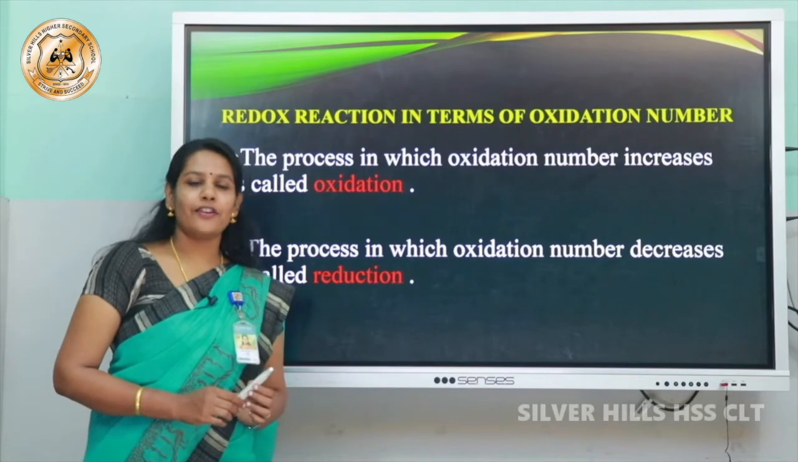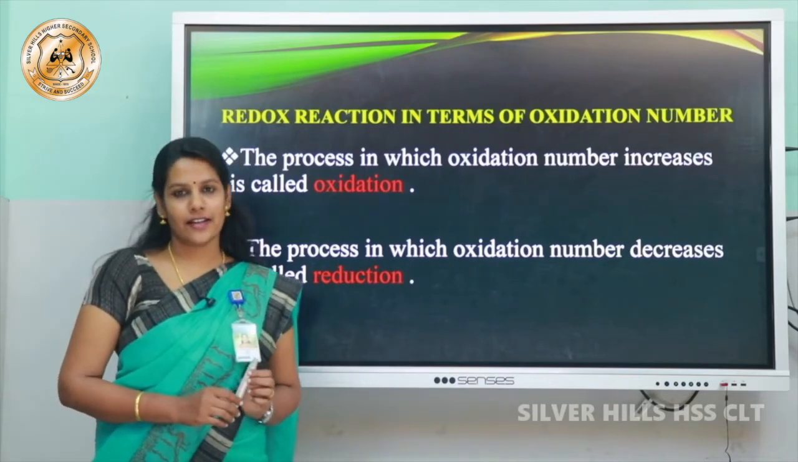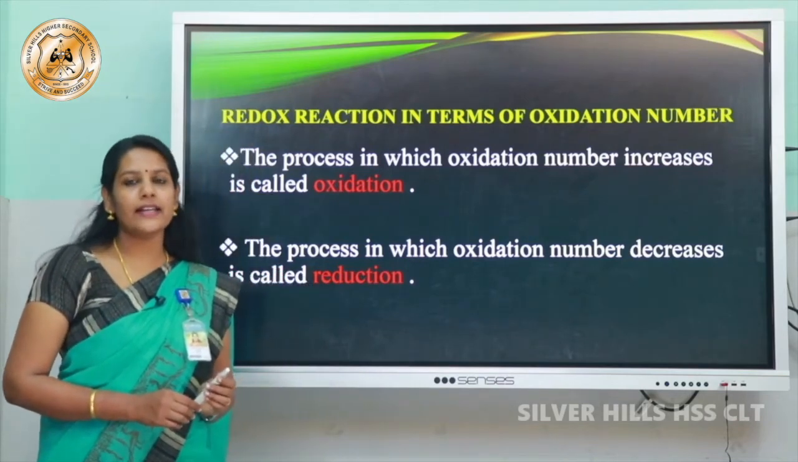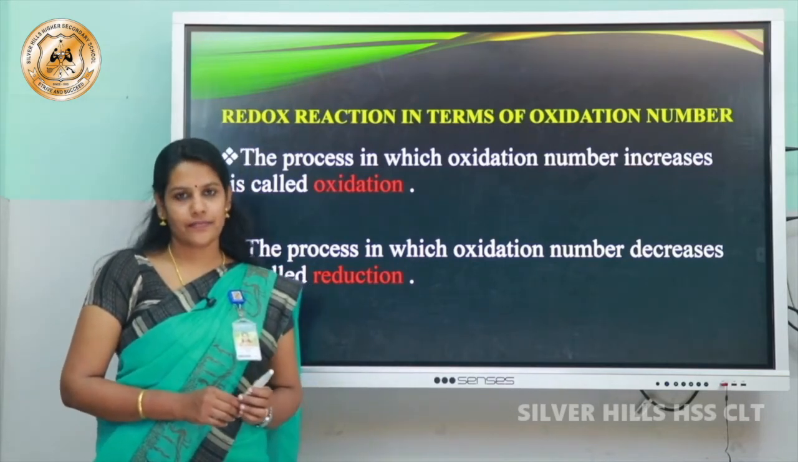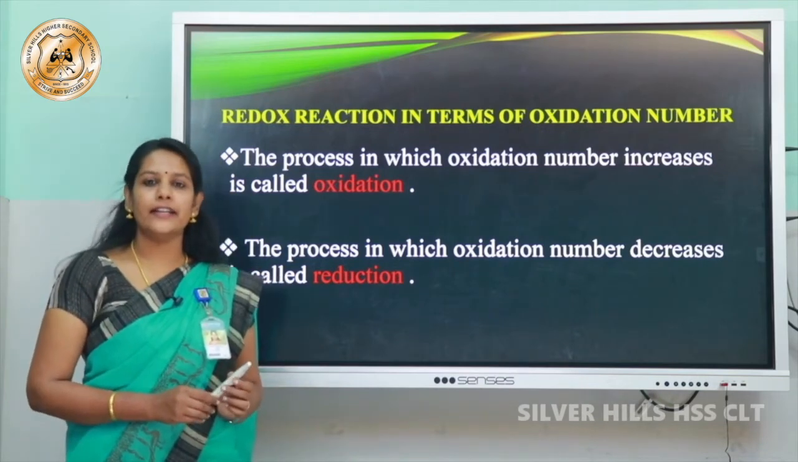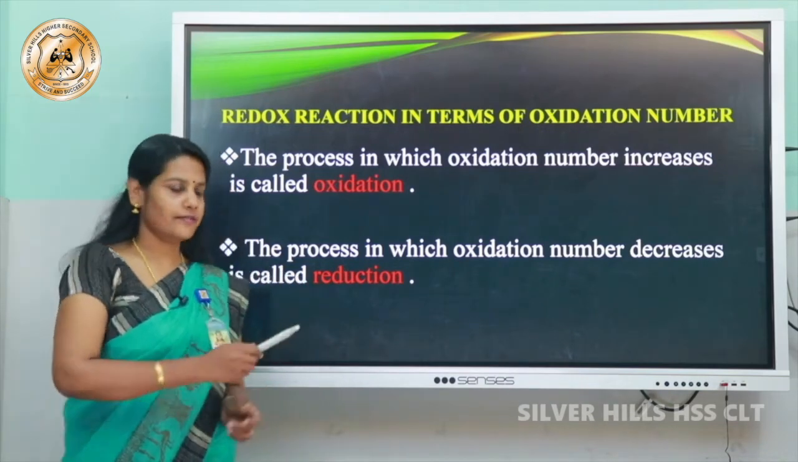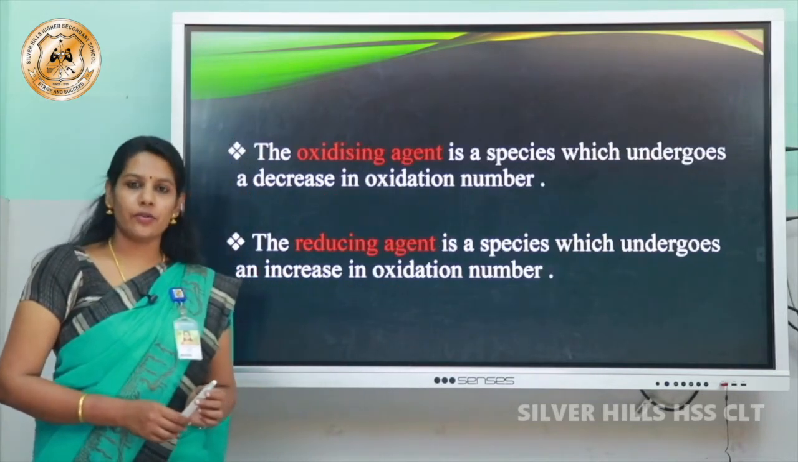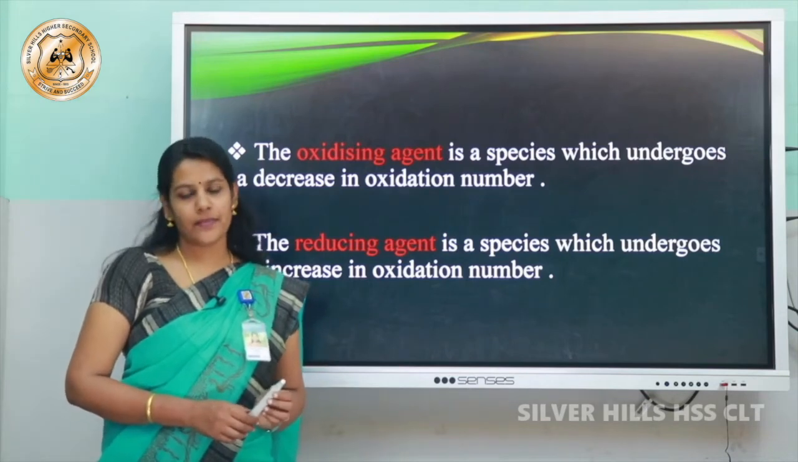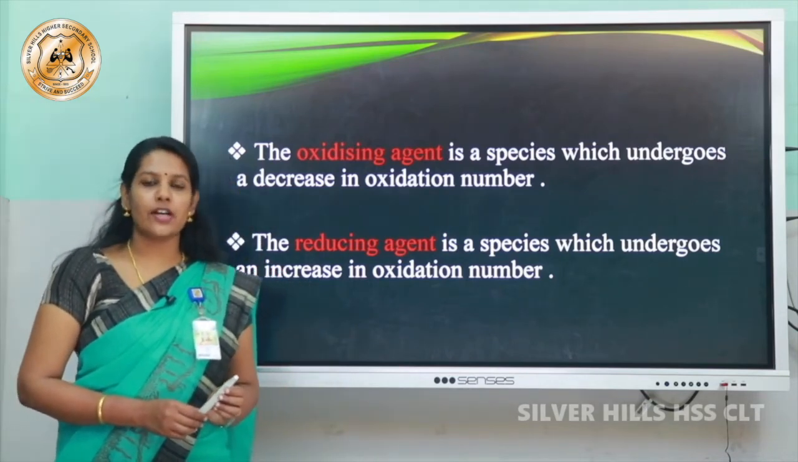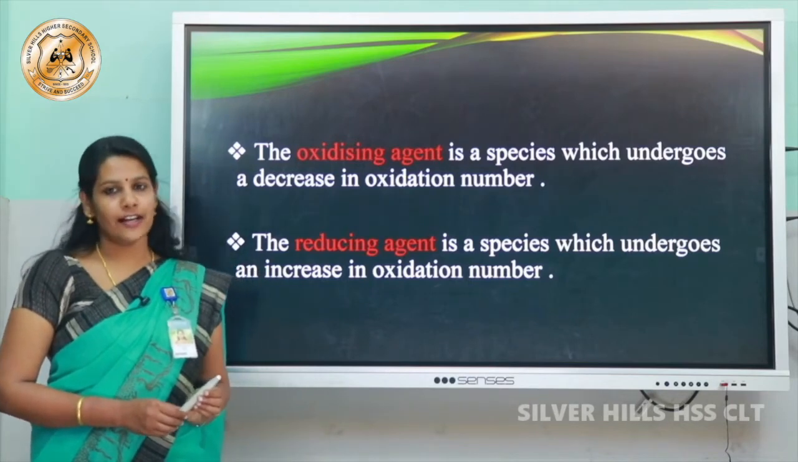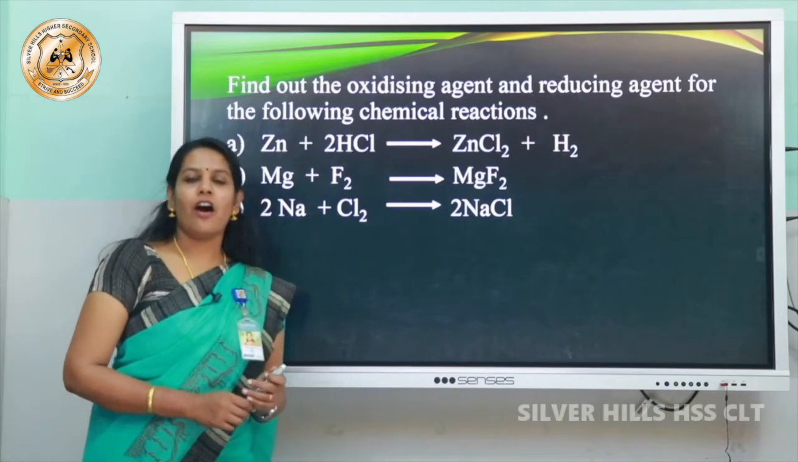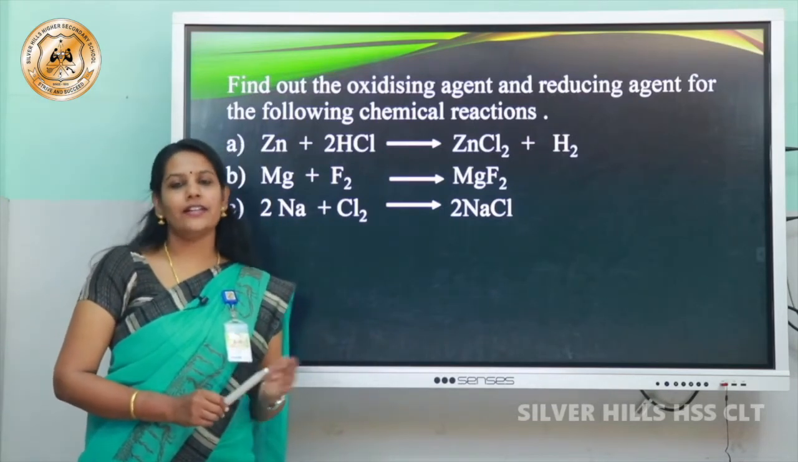Let us discuss redox reaction in terms of oxidation number. According to this concept, the process in which oxidation number increases is called oxidation. The process in which oxidation number decreases is called reduction. The oxidizing agent is a species which undergoes a decrease in oxidation number, and the reducing agent is a species which undergoes an increase in oxidation number. Now, let us identify the oxidizing agent and reducing agent in the following reactions.